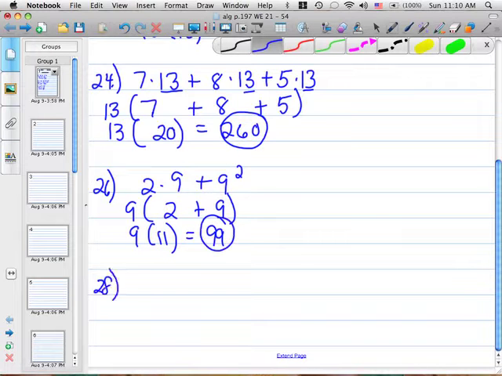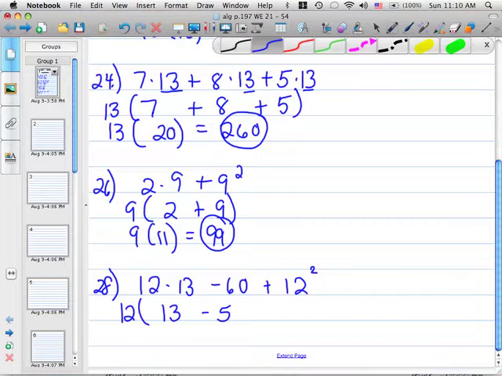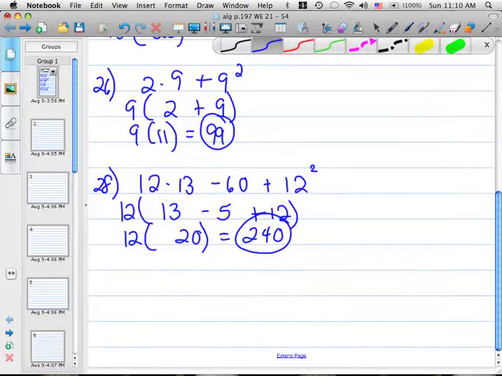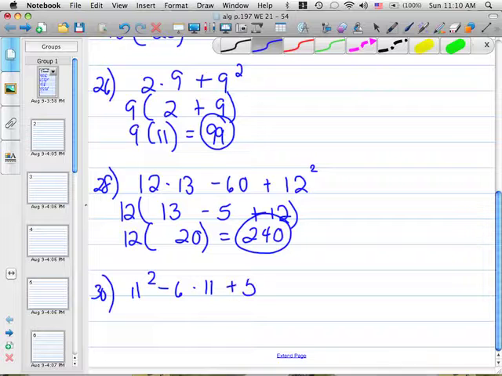Problem number 24, we have 7 times 13 plus 8 times 13 plus 5 times 13. Common factor, pull out, is 13. And we have, to get back to the first one, we need a 7, the second one an 8, and the last one a 5. And 7 plus 8 is 15, plus 5 is 20, so 13 times 20 is 260.